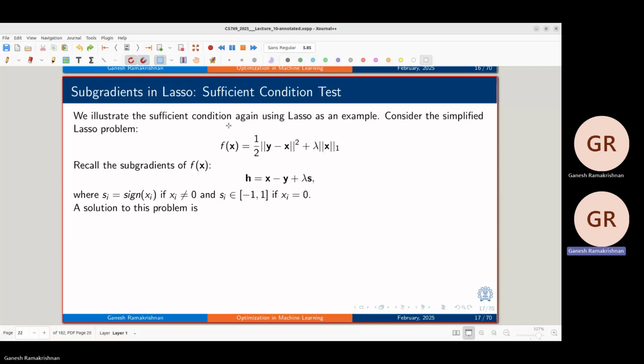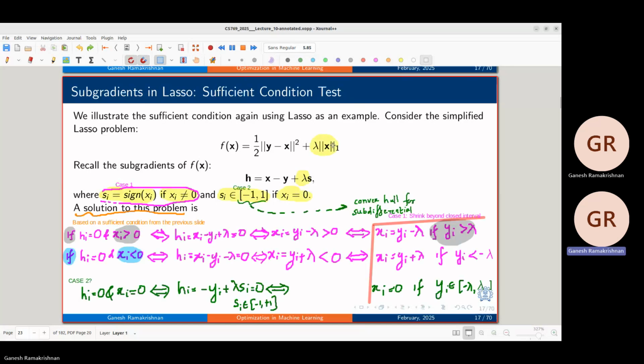Okay, in case you can't see this on the board fully, I'm just writing this down here. So if xi is greater than 0, then xi equals yi minus lambda. I've gone one step further. What I want to do now is derive xi's, not yi's. I'm saying, if xi minus yi plus lambda is equal to 0, that means xi should have been yi minus lambda.